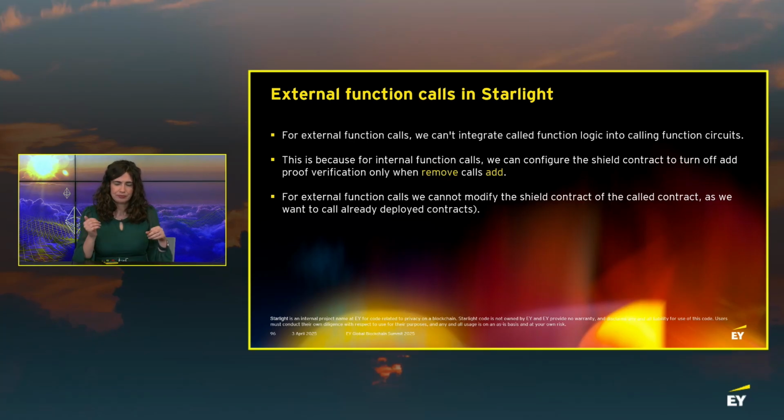The reason for this is because, first of all, we might be calling an already deployed contract, so we can't change that already deployed contract to tell it to not verify its proof. And even if we could, we wouldn't really want to do that. This is kind of a security issue. We don't want to be turning off proof verification based on unknown contracts that could be calling it. So yeah, we can't do the same thing for external function calls.